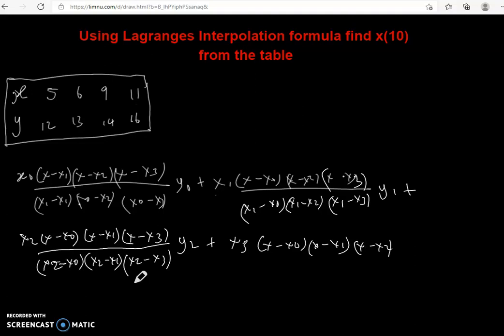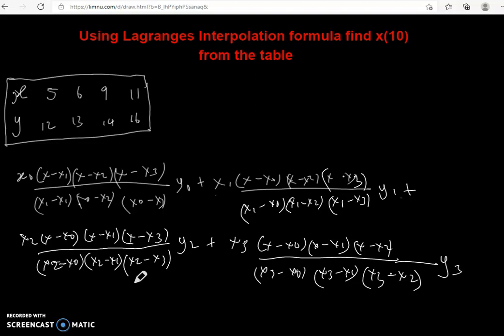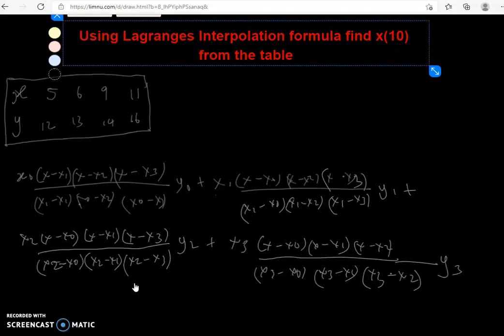If we were to have more than 4 values, we can have x minus x4 instead, because we are skipping x3. So divide this by x3 minus x0, x3 minus x1, and then x3 minus x2. Of course, we multiply this by y3, just like we multiply by y1 here. This is y0 and this is y2. So we need to now plug in the values in this given formula in order to find x at 10, because we are told that x is 10. So let us continue to do that.